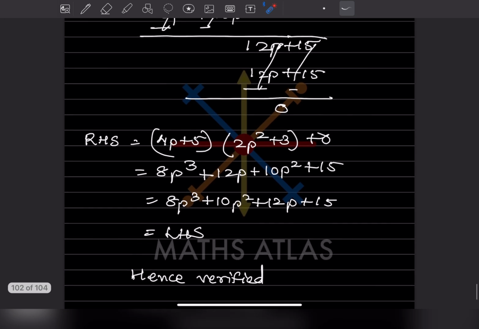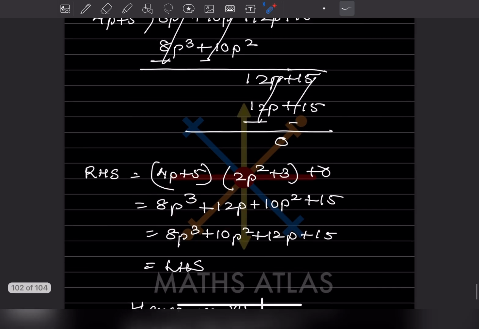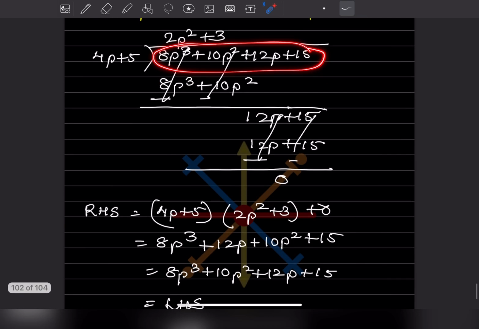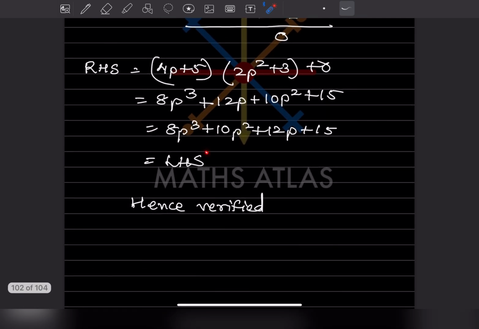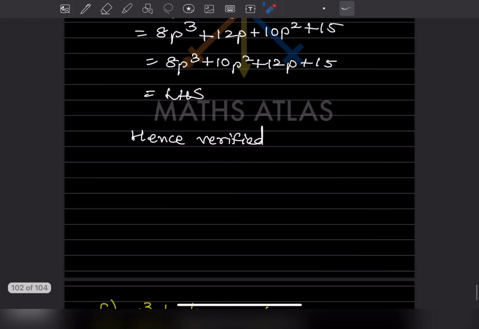So again the RHS, because this is the divisor into quotient plus remainder. So this into this, that is 8p cube, 12p, 10p square, and this will be 15. This is here. So now what will you write here? P cube, 10p square, 12p, and this is 15, and this is the same as this dividend. So that is LHS. So hence it is verified.